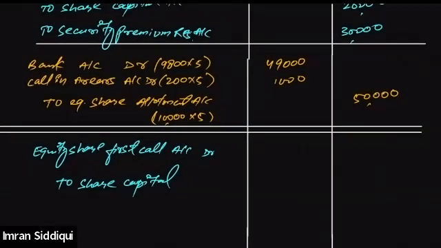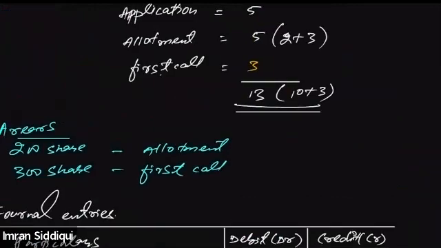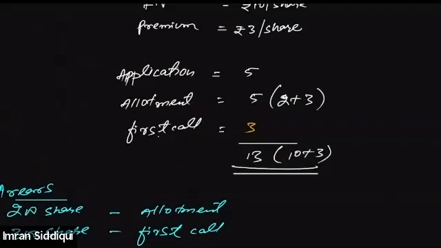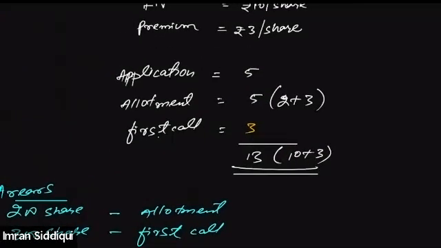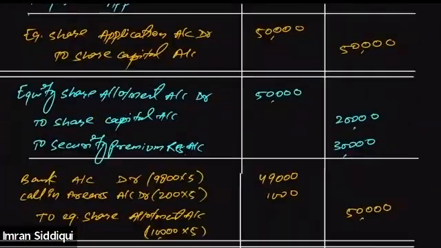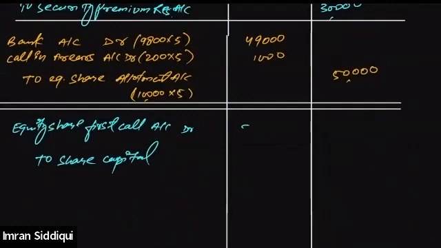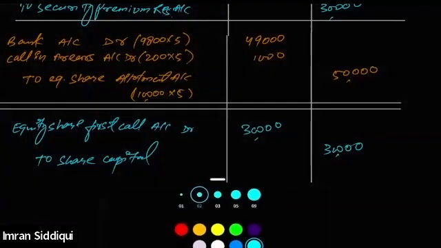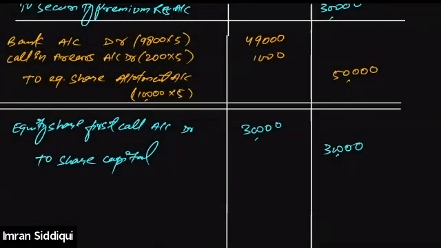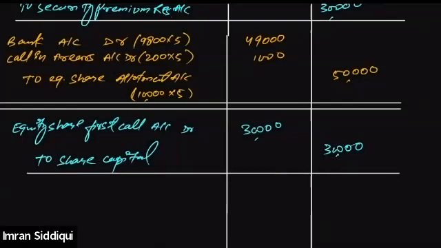So what amount does the company want to raise on the first call? The company wanted to raise 3 rupees on the first call. So we'll multiply this by 3. 10,000 into 3 means 30,000, right? And 30,000. Is that right, everyone? Yes, sir. Is it clear, everybody?